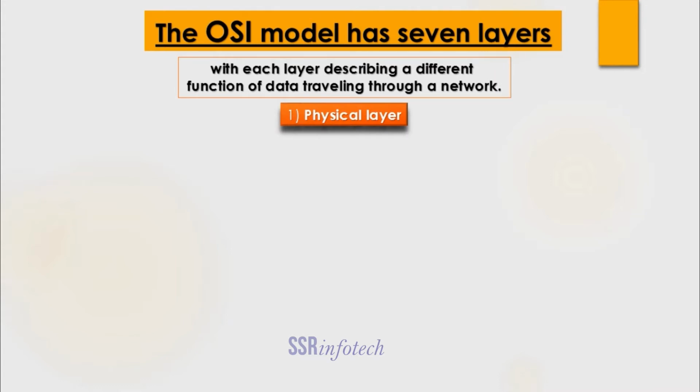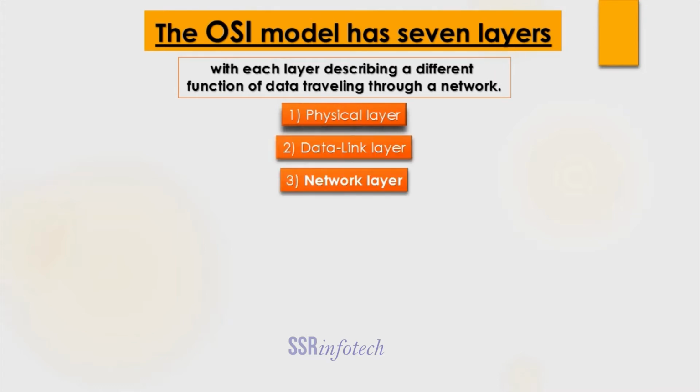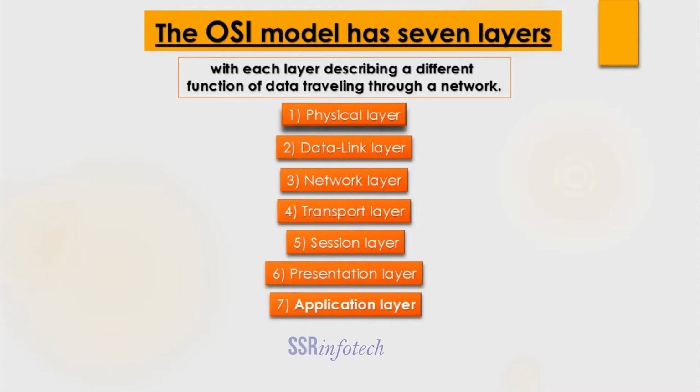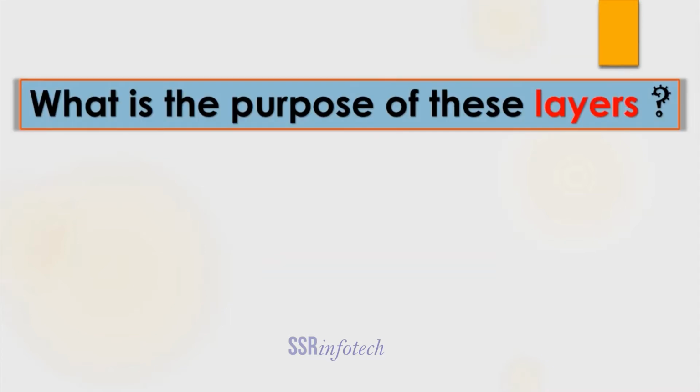Layer 1 physical layer, Layer 2 data link layer, Layer 3 network layer, Layer 4 transport layer, Layer 5 session layer, Layer 6 presentation layer, Layer 7 application layer. Now let's find out what is the purpose of these layers.